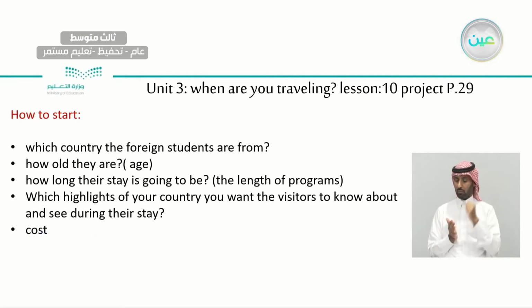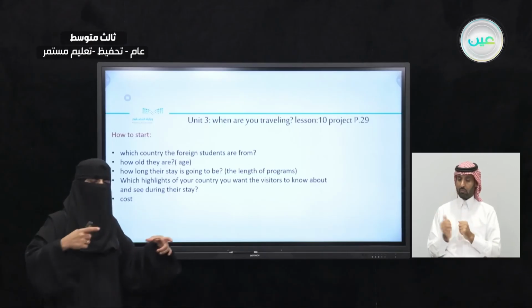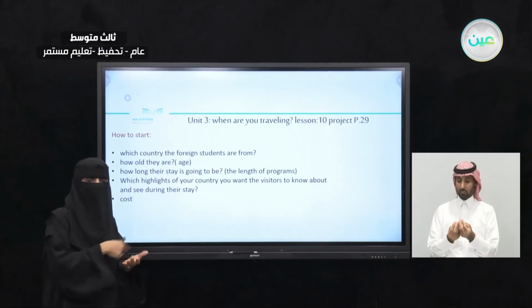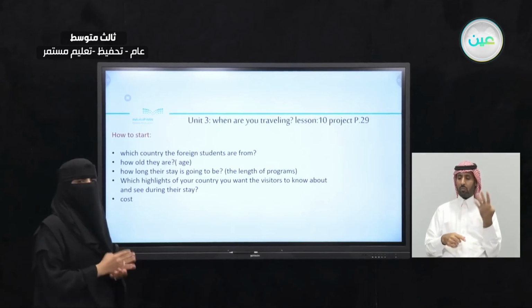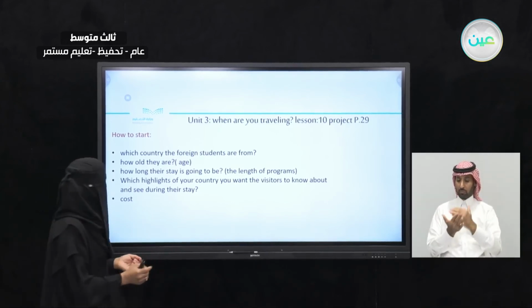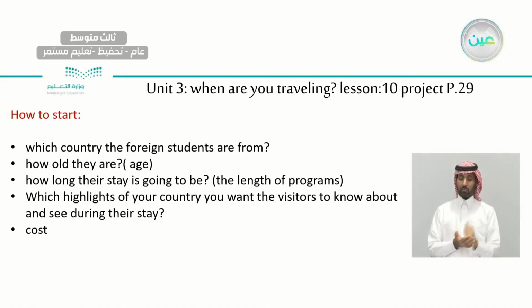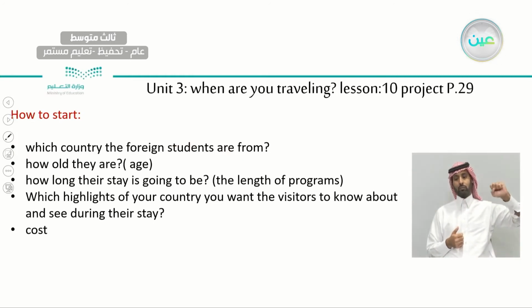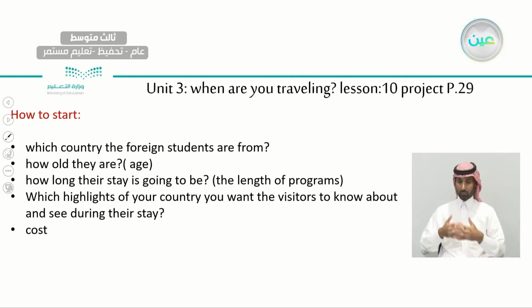Okay? So how can I start, miss? The first step, you have to choose your group. Choose your partners. And divide the work between you. You also have to choose which country the foreign students are from. So you want to attract students from where? Are they from Pakistan? Or are they from America? Are they from Russia? So it depends on which place you want the people to come from. So you have to keep this in mind.